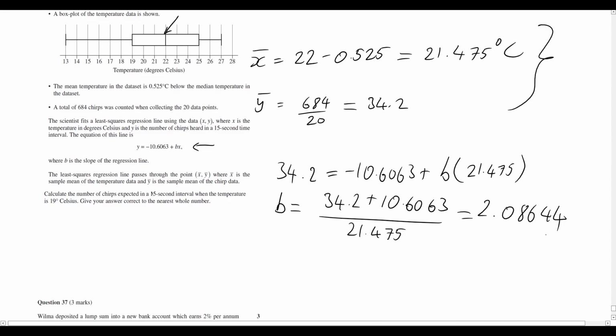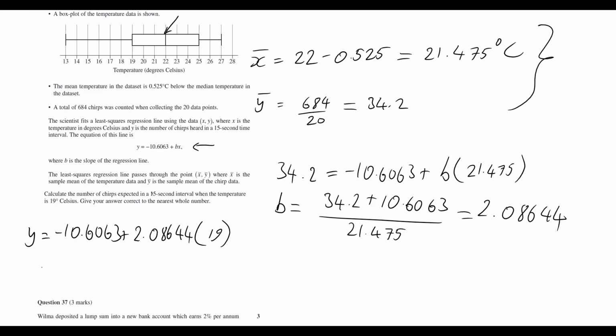So now calculate the number of chirps expected in a 15-second interval when the temperature is 19 degrees Celsius. So give your answer correct to the nearest whole number. So y is the number of chirps, x is the degree Celsius. So all we need to do now is substitute that value in. So we end up with y equals minus 10.6063 plus b, which is 2.08644, times x, which we're now setting equal to 19. And so when we calculate that, we just get a value of 29. And that's our solution there.